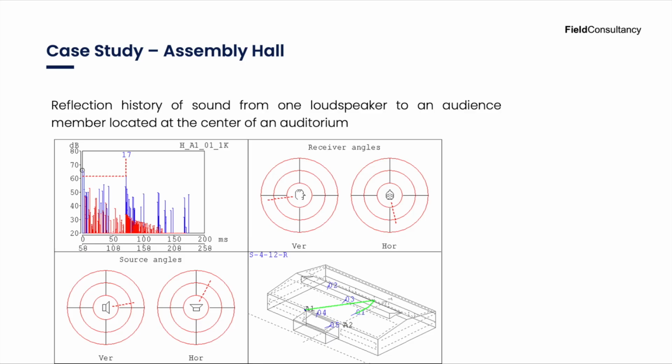Any sound reflections arriving after 50 milliseconds would be considered bad reflections, which would detrimentally affect the speech intelligibility in the space. As you can see here, reflection number 17, which corresponds to what is being shown in the bottom right here, results in a reflection arriving at the listener location of about 62 dB, about 70 milliseconds later than the direct sound. So this would impair the speech intelligibility of the spoken word.